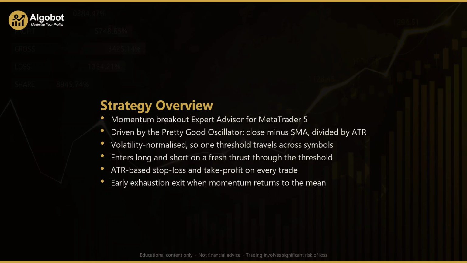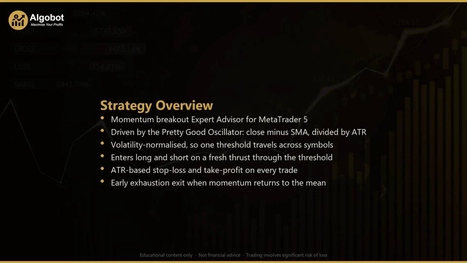At its heart sits the Pretty Good Oscillator. The idea is simple but elegant. You take the current close, subtract its own simple moving average, and then divide that distance by the average true range, which is a common measure of volatility. The result tells you how far price has displaced from its recent mean, but expressed in volatility units rather than raw price. This normalization is the key insight.